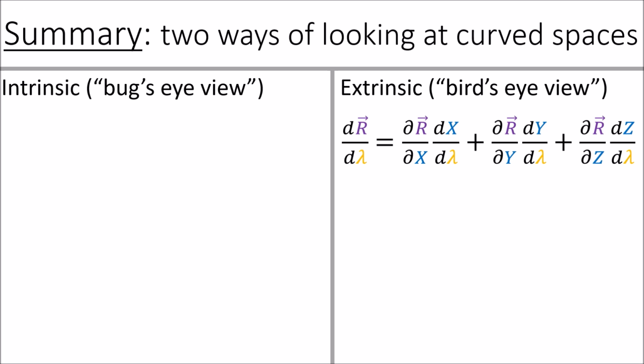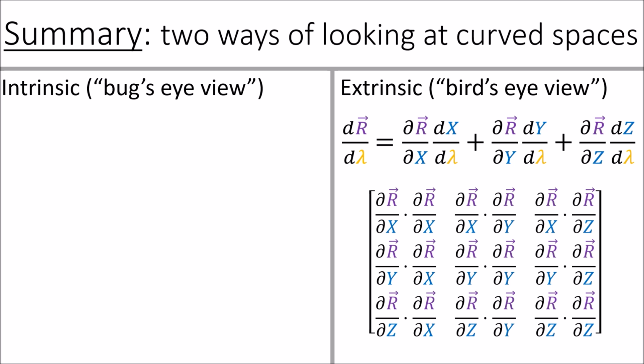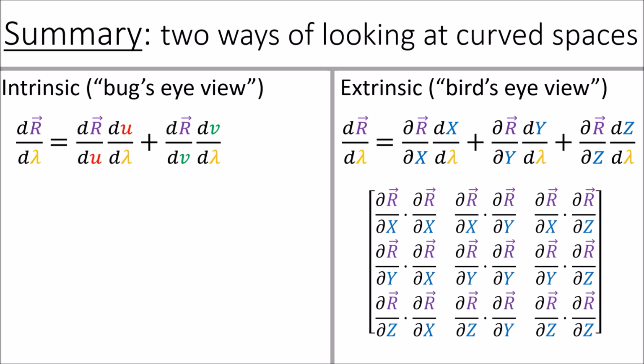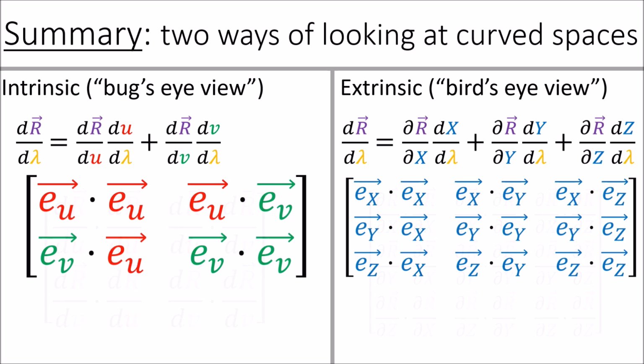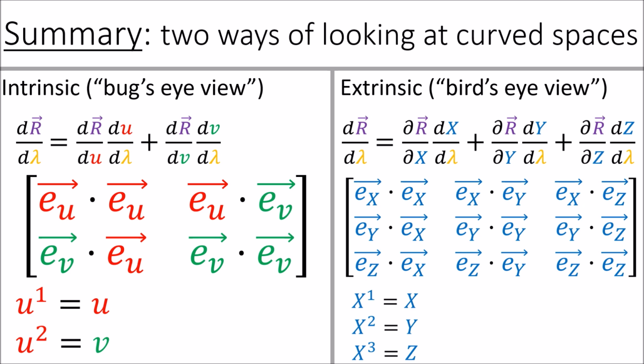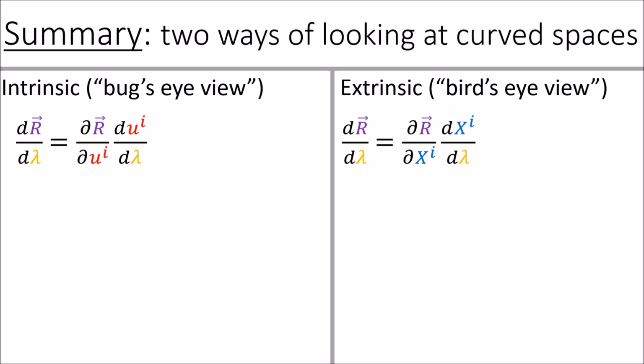And in the extrinsic view, we expand the tangent vector using the Cartesian XYZ variables and get this metric tensor. And for the intrinsic view, we expand the tangent vectors using the UV variables and get this metric tensor. And we can also write the metric tensors using this vector notation. Now, if we change the variable names and use u1, u2 instead of u and v, and use x1, x2, x3 instead of xyz, then we can write the metric tensor equations a lot more easily using Einstein notation.